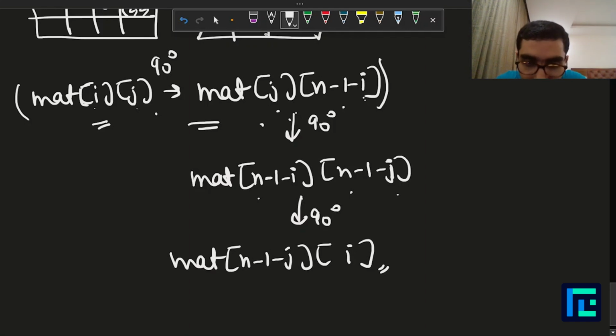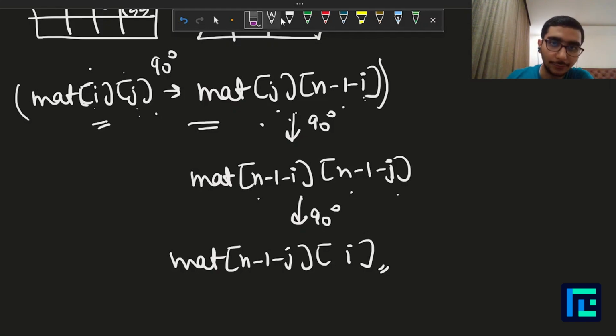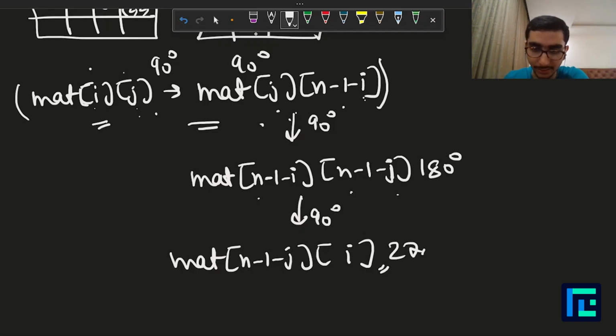So if you're feeling a bit confused, you can pause the video for a few minutes and look at the transformation that happens. What is basically happening is the y coordinate moves to the x coordinate and the y coordinate becomes n minus x minus 1. So that is our transformation function, and we are applying it again and again. On the first transformation, we rotated it by 90 degrees. On the second transformation, we rotated it by 180 degrees. And on the third transformation, we rotated the matrix by 270 degrees. That is what is happening here.